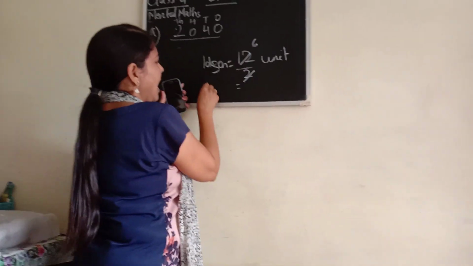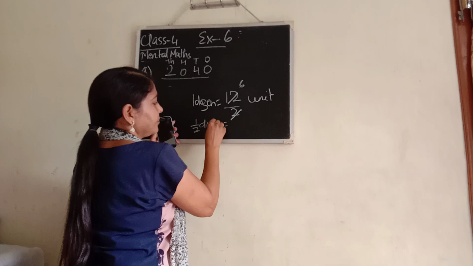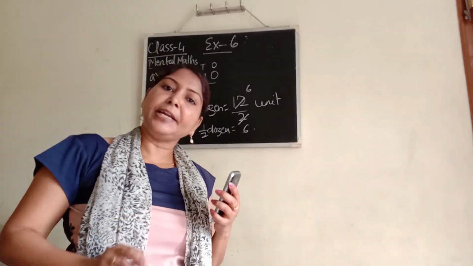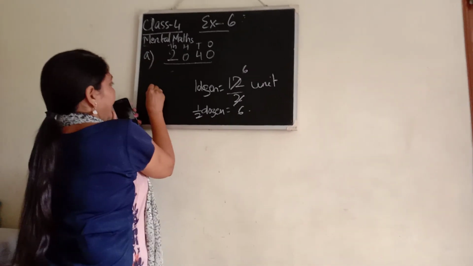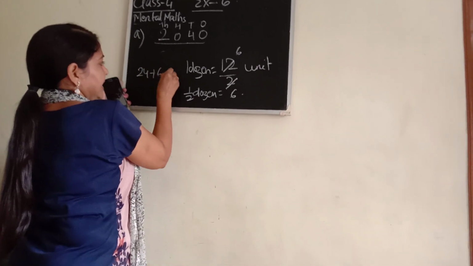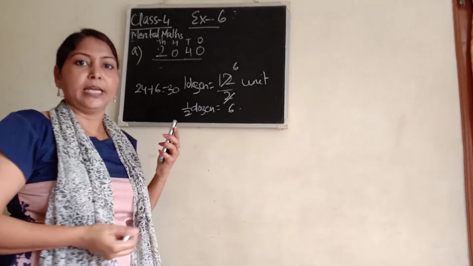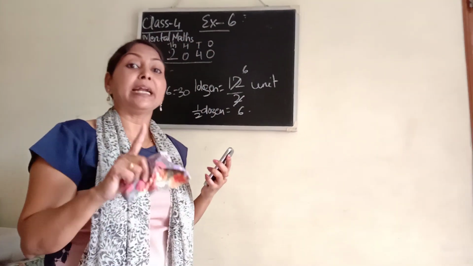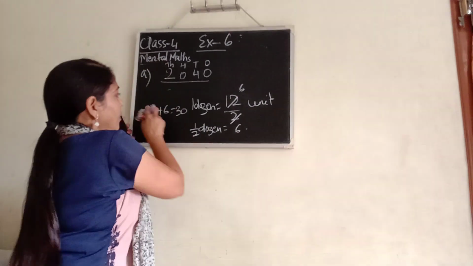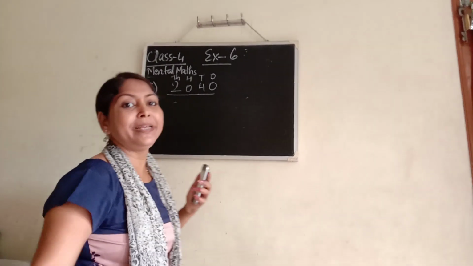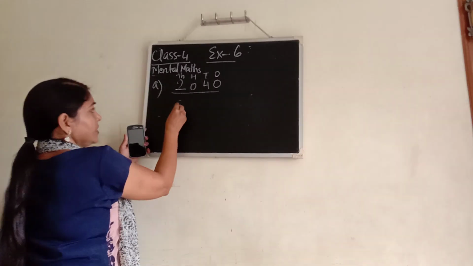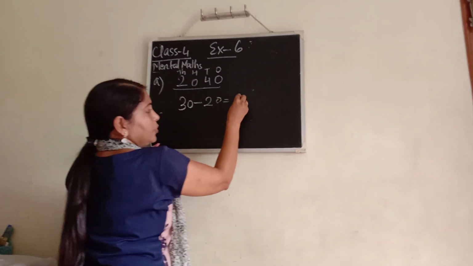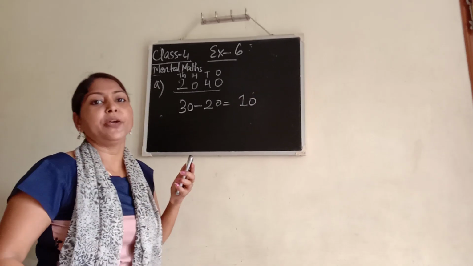So half dozen is equal to 6 units, and 2 dozen equals 24. So 24 plus 6 is equal to 30. Okay. Now 30, that means you have to subtract 1 score from it. Now 1 score means what? 1 score means 20. So 30 minus 20 is equal to 10. So this will be your answer.